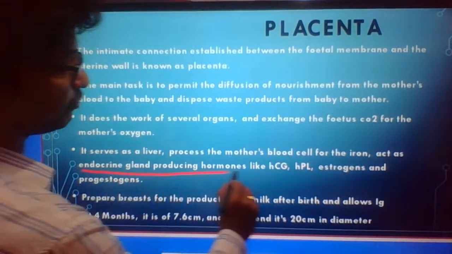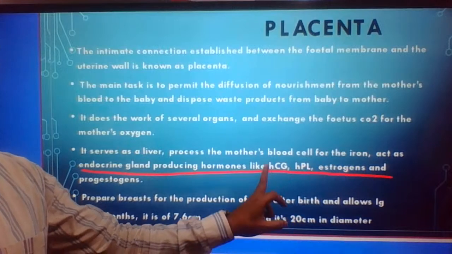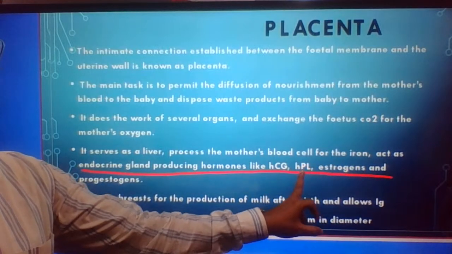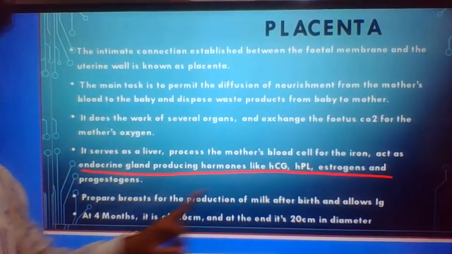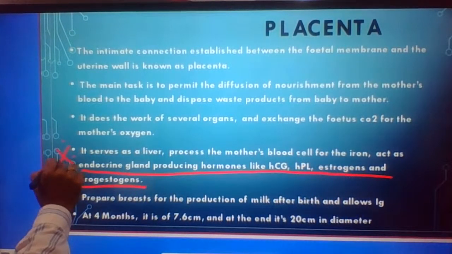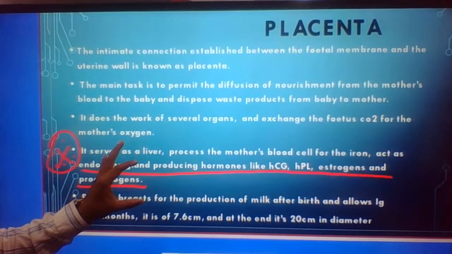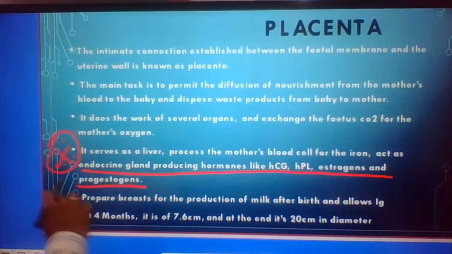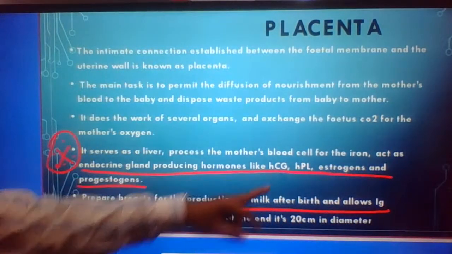The endocrine glands produce hormones like HCG. What is the expansion for HCG? Human chorionic gonadotropin. What is the expansion for HPL? Then it produces estrogens and progestogens. All these are hormones produced by the placenta, so we can call it a temporary endocrine gland. It also prepares the breast for the production of milk after birth and allows immunoglobulins to pass.